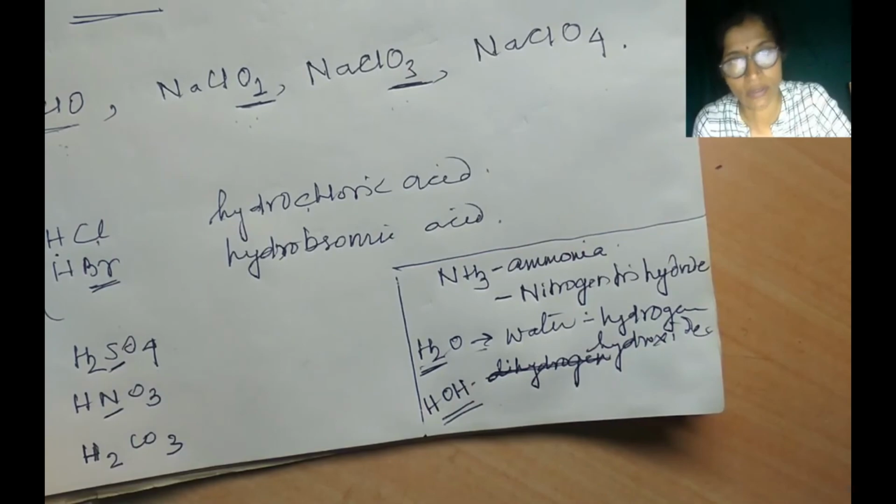So this is all about symbols, formulas, how we can write the formulas with the help of symbols and valencies, and then how we can name the compound when its formula is provided to you.